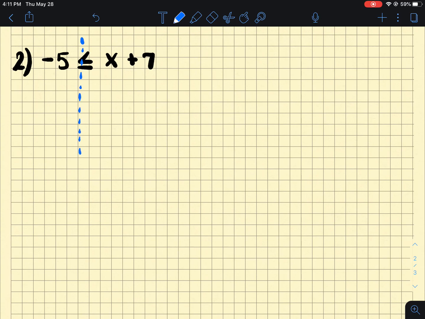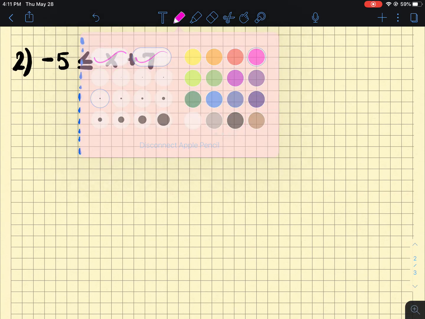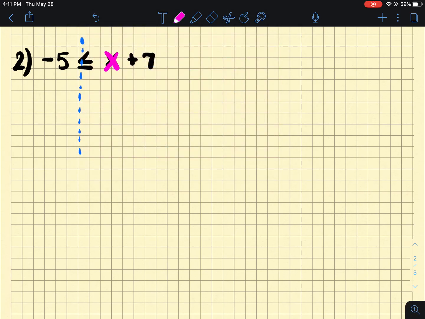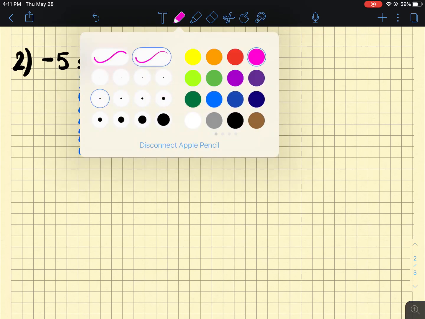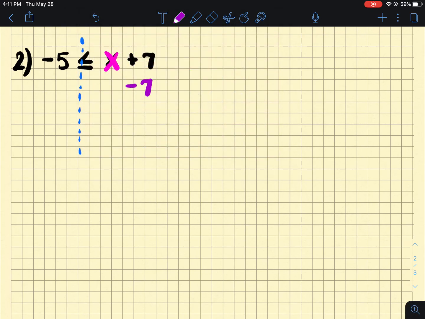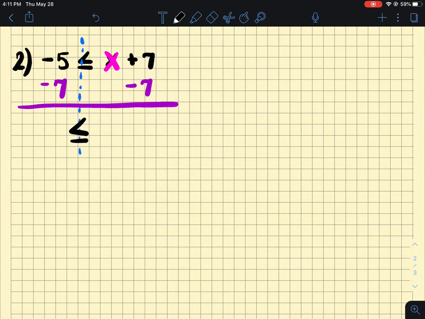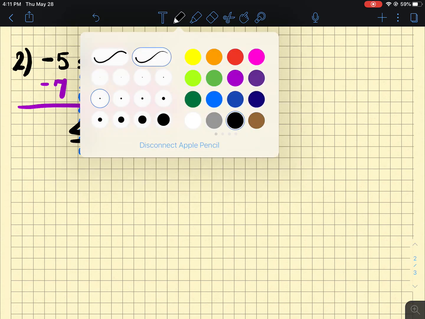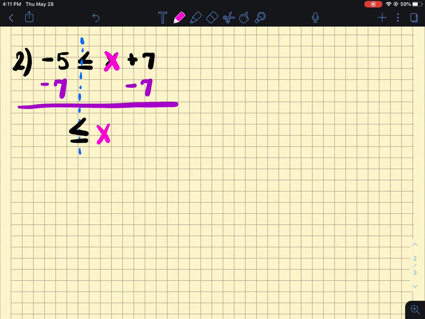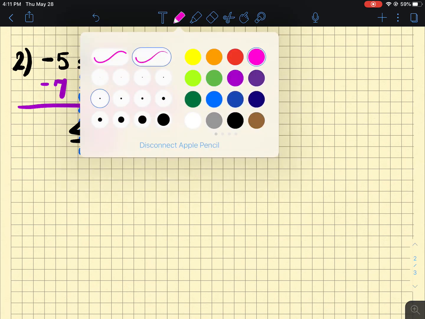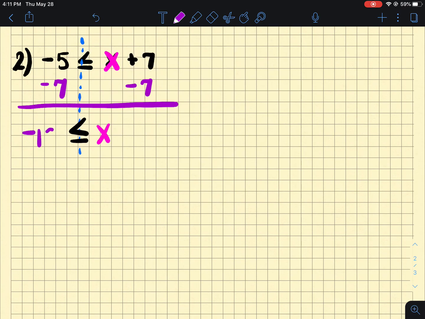I'm going to ask myself the question, what needs to be alone? The x. What's crowding it? Plus 7. So I'm going to subtract 7 from both sides. Now again, if you're bad at negatives, just get your calculator out and check to see if you got the right answer. I don't want you to get the problem wrong just because you're trying to do math in your head and you just don't know it yet. So in this case, we have negative 5 minus 7, and so that's going to give us negative 12.